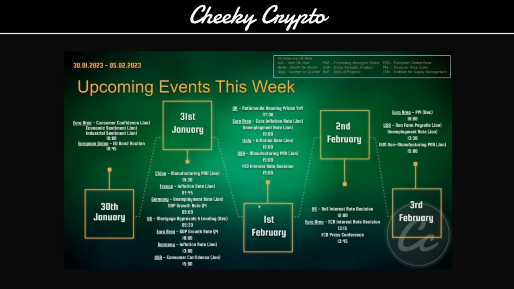Then, of course, we get to the main event, which is Wednesday, the 1st of February. We have the nationwide housing prices year on year in the UK, then the Euro area's core inflation rate and unemployment rate. In Italy, we have the inflation rate, and the USA manufacturing PMI. And then, of course, in the evening, 1900 UTC, is the Fed interest rate decision.